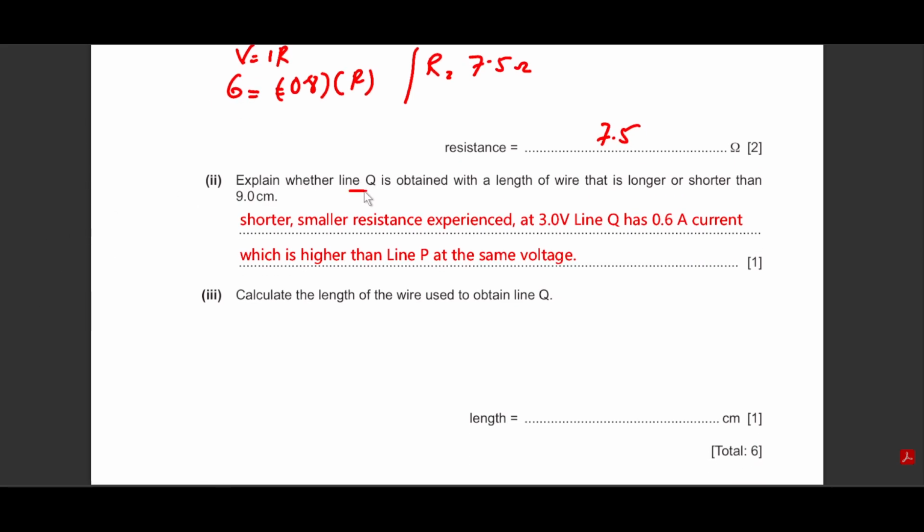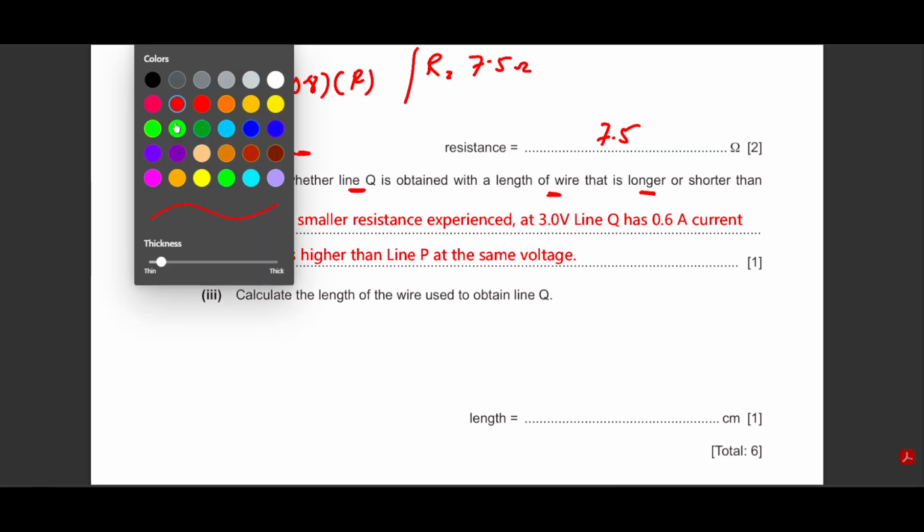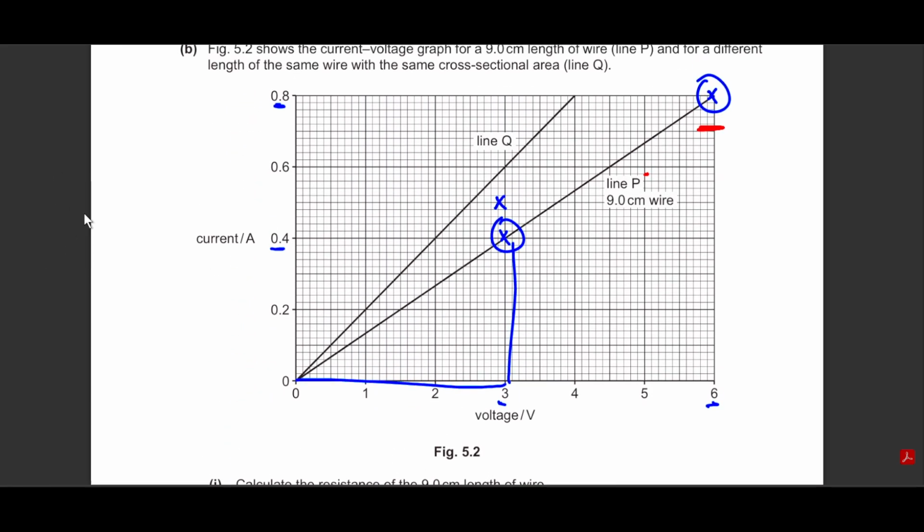Question number 2. Explain why line Q is obtained, whether line Q is obtained with a length of the wire that is longer or shorter than 9 centimeters. You see, to answer this question, we need to analyze, or we need to recall the information that resistance is proportional or is equal to rho length over area.